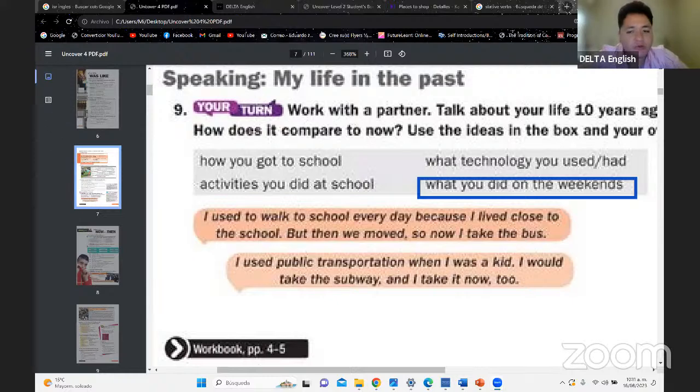10 years ago, I used to go with my family to the mall, or I don't know, we would eat something in a restaurant. Nothing very interesting. Sometimes we used to go to the park, or we used to travel longer distances. Yeah, so that's what we used to do.